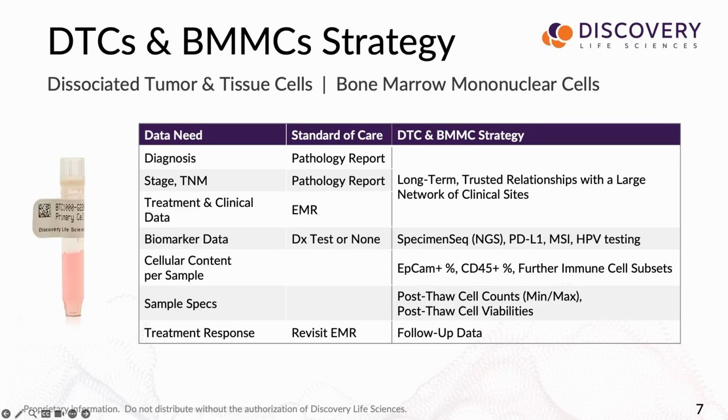Sample specifications for viable cells are your post-thaw cell counts. We report that out as a min and a max. The difference between those two numbers is really whether or not you wash the cells and how many times. Lots of washing, you'll see closer to the min. Less washing, you'll see closer to the max. And then a post-thaw cell viability.